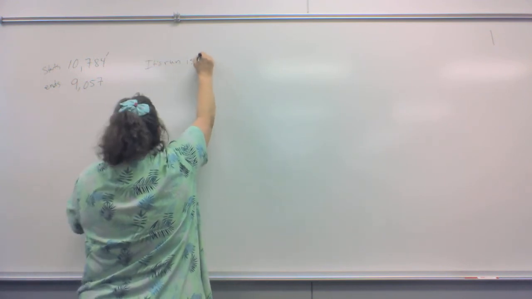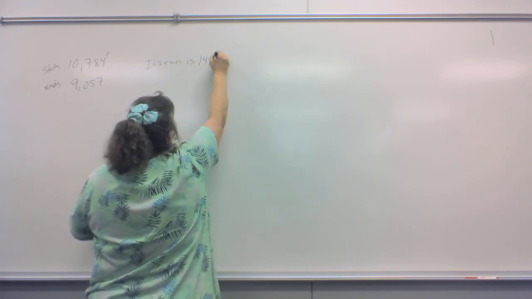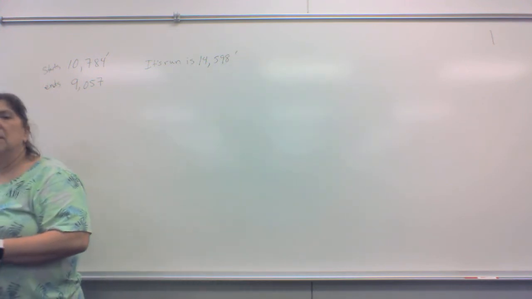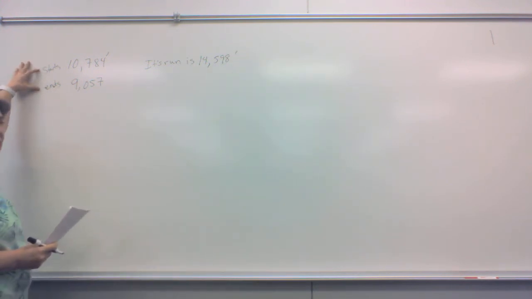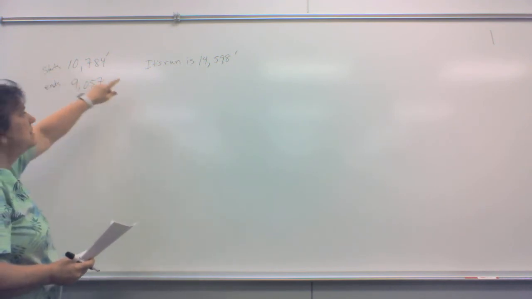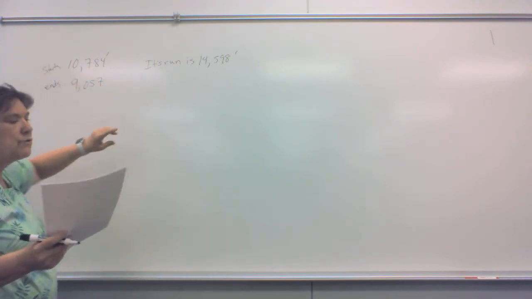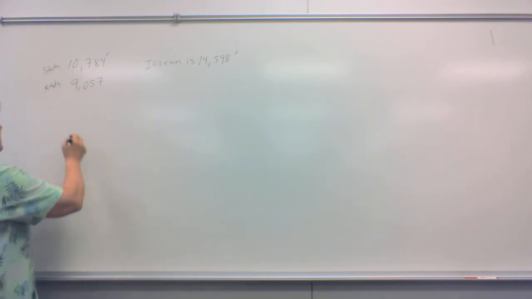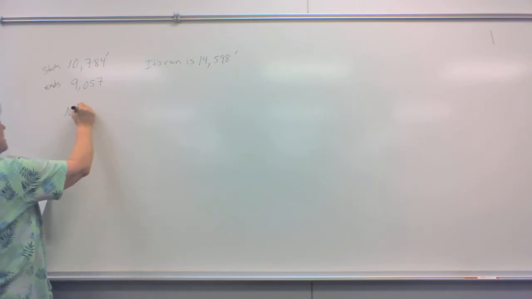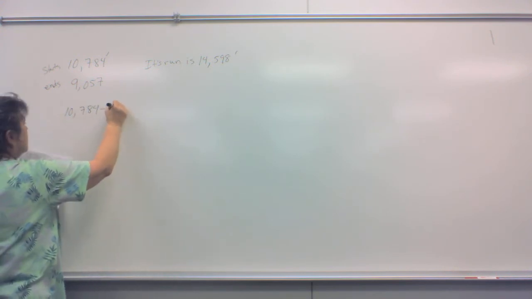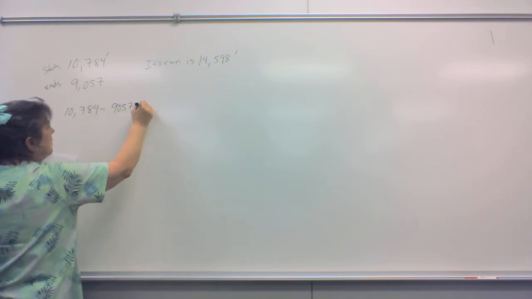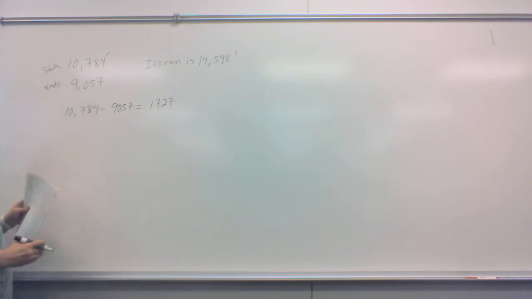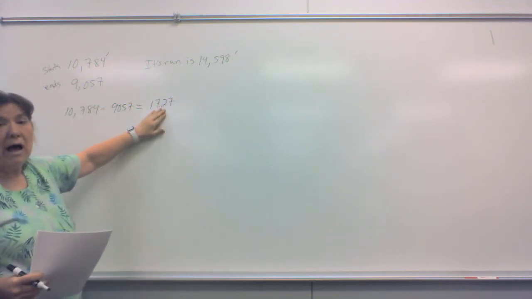And it says its run is 14,598 feet. Okay, so what's happening here? Well, this is the height or the rise. This is the run. So to find the rise, we're going to have to subtract the ending from the beginning. So you're going to end up with 10,784 minus 9,057, which is equal to 1,727. And this is the rise of it.